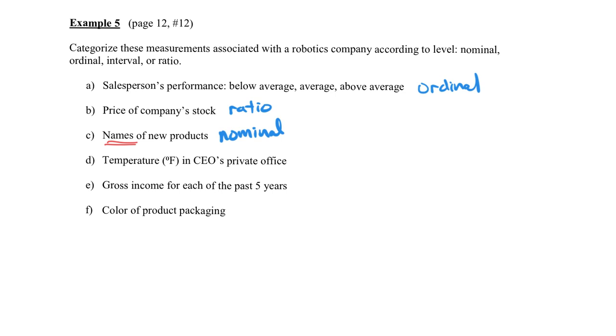Temperature in degrees Fahrenheit in the CEO's private office. Well, temperature in degrees Fahrenheit, that's interval, as we talked about. There's not a true zero, so it's not going to be ratio. There's no true zero. Gross income for each of the past 5 years. Again, income would be money. When money is involved, this is going to be a ratio. And color of product packaging. Again, color, it's just a name. That's going to be nominal.